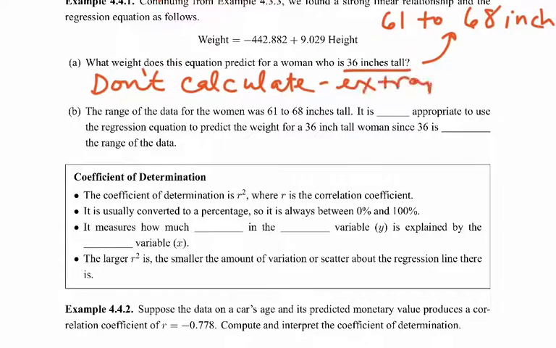So this would be extrapolating. I'm not even going to compute it because it wouldn't make sense, because it's not in the range of data that we were starting with. The range of data for the women was 61 to 68 inches, as we just said. So therefore, it is not appropriate to use the regression equation to predict the weight for a 36-inch tall woman, since 36 is outside of the range of data. So there's a little more formal explanation.